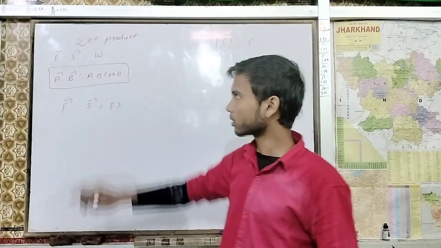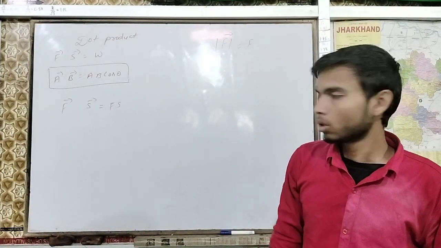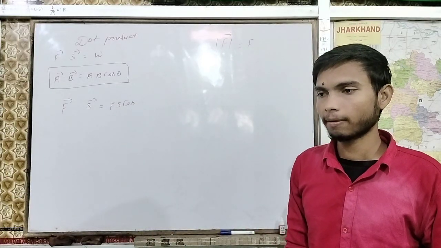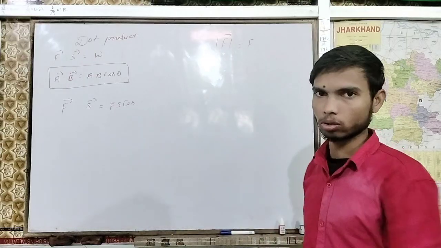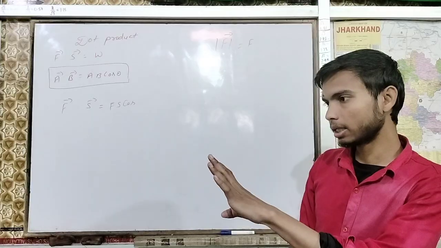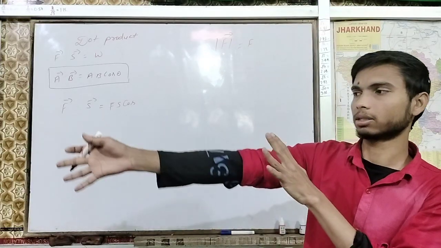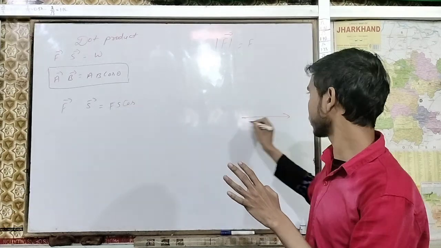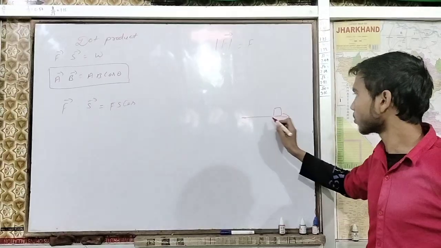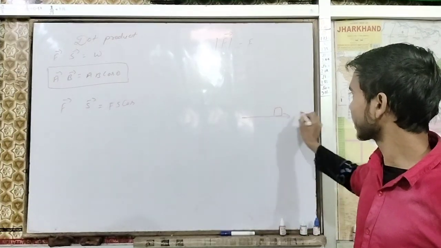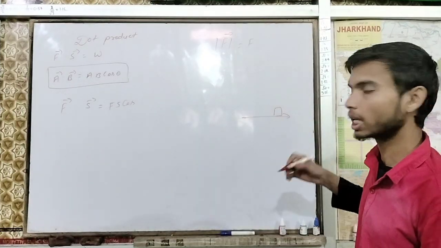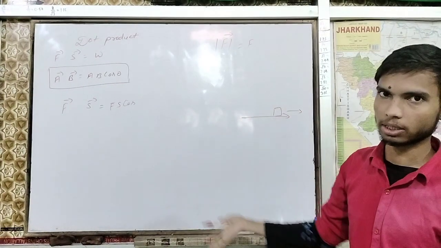But what about this cos theta? Okay, cos theta. Here we are saying there is a box. Force is being applied in this direction. This is the box. Force is being applied in this direction. Now tell me, in which direction will this box move? You would say the same direction. In the same direction it will move.